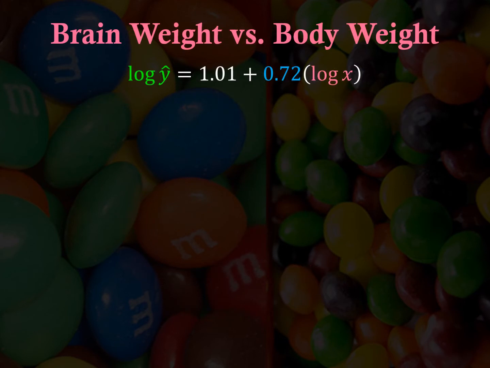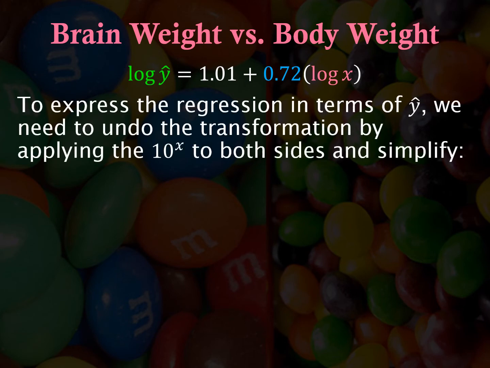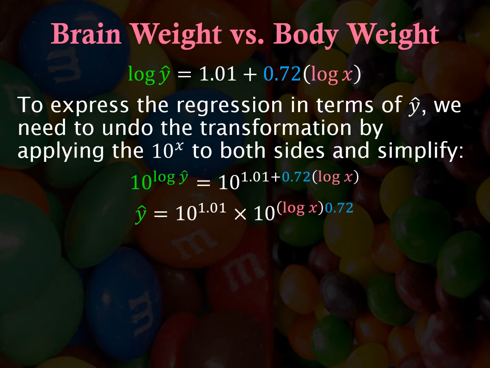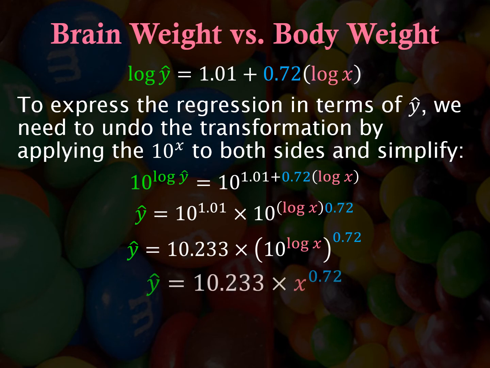So looking at brain weight versus body weight, you're going to take 10 to the power of both sides, and I'm just going to show you the quick math here. It ends up being 10.233 times x to the 0.72 power. So you can just follow the math along to see that.